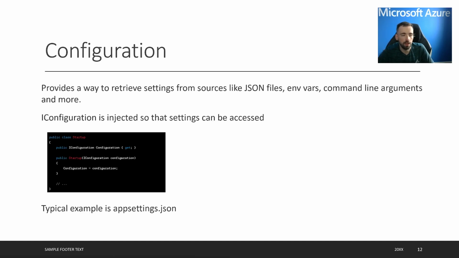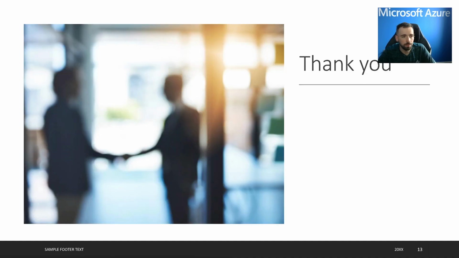Finally, we have configuration, and this is just a way in .NET to retrieve settings from sources like JSON files, environment variables, and command line arguments, and more. So our configuration can be injected into our methods, and this gives us access to the settings that are stored in these different places. A good typical example is the appsettings.json, which is a JSON file that might contain things like connection strings or logging settings, and we can retrieve that through IConfiguration.